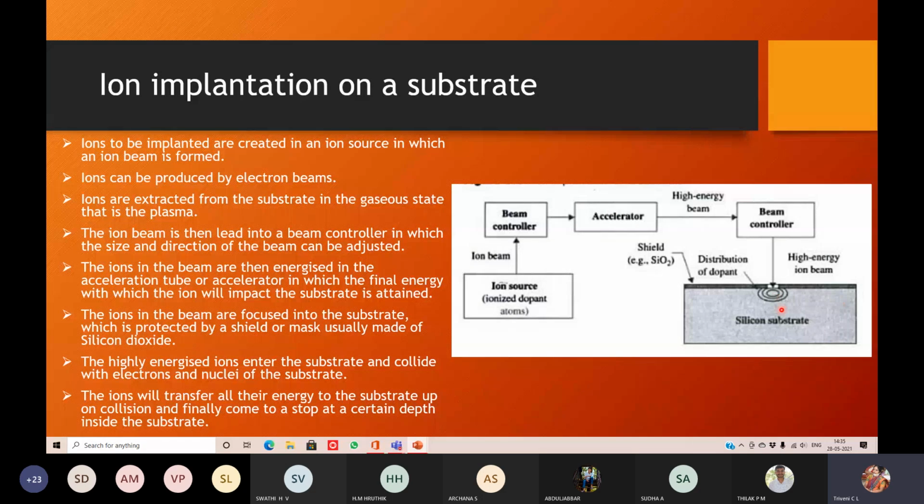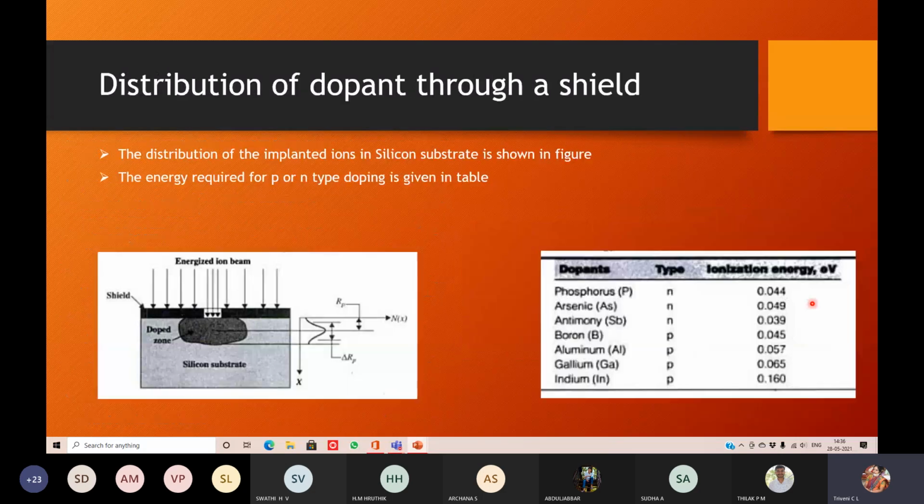These ion beams are focused onto the substrate, which is protected by a shield or mask, usually made of silicon dioxide. The highly energized ions enter the substrate and collide with the electrons and nuclei of the substrate. They transfer all their energy to the substrate and finally form the p-n junction diode. And later we discussed how this is created.